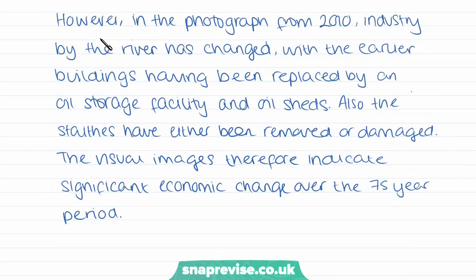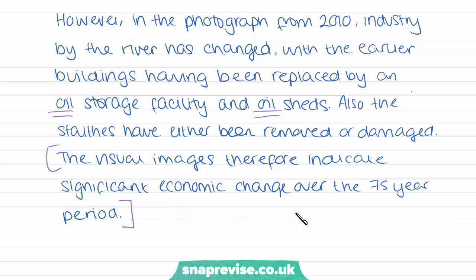So I've started off by saying, however, in the photograph from 2010, industry by the river has changed, with the earlier buildings having been replaced by an oil storage facility and oil sheds. I've just assumed here that they're oil storage facilities, and I know the area quite well, but as long as you say a storage facility and the sheds that you can see in the image, then it's all right if you don't specifically say that they're oil. But it's always good to make assumptions and have a good guess of what they might be. Also, the staiths have either been removed or damaged. The visual images therefore indicate significant economic change over the 75-year period. So this is essentially my conclusion over the painting and the photograph, and what I think has happened over time.